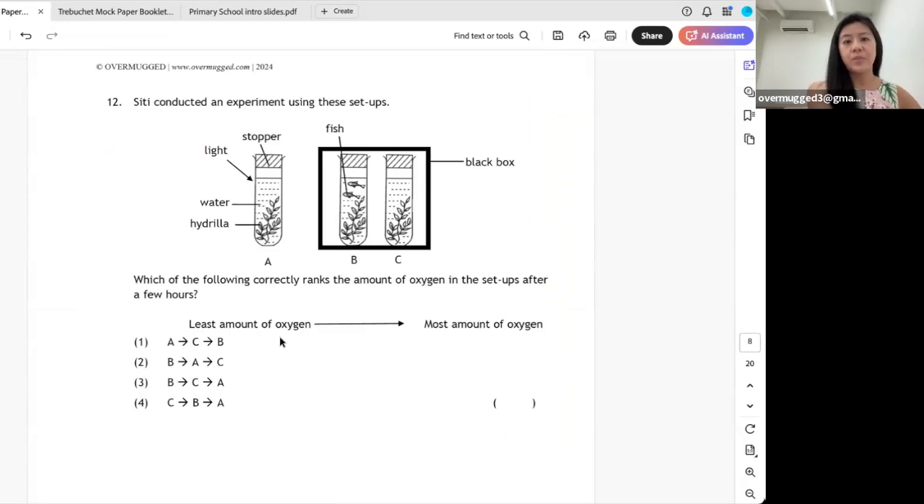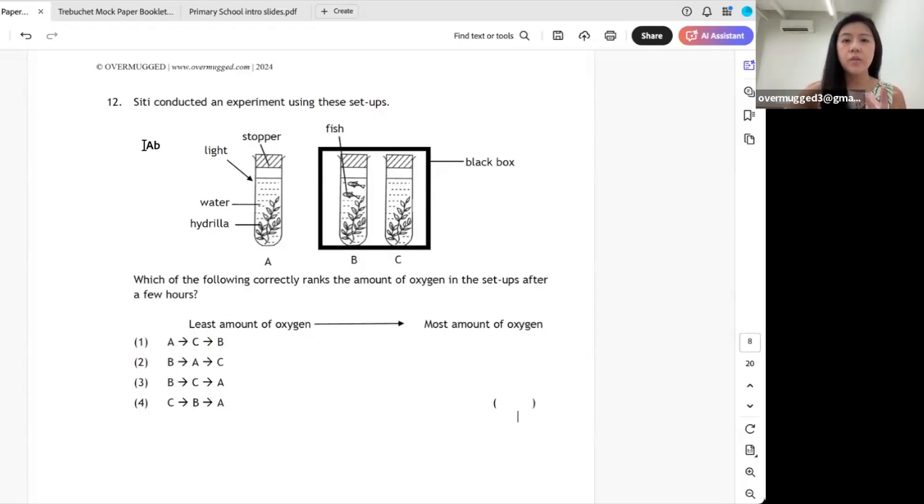City conducted an experiment using this setup. Let's study the diagram closely. You have a tube here with light passing through to it. There's water in it. There's hydrilla. Now you should be able to identify hydrilla as a water plant. The other two tubes here are placed in a black box. One of them has fish in it. One of them does not.